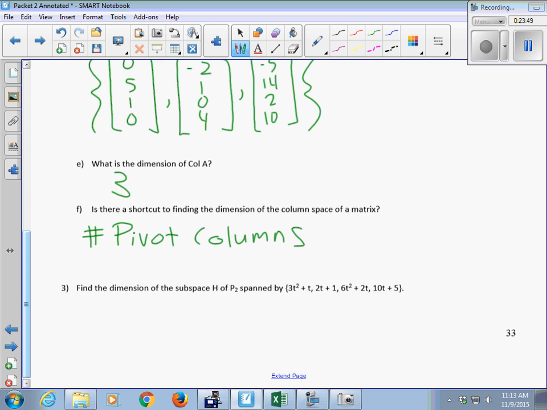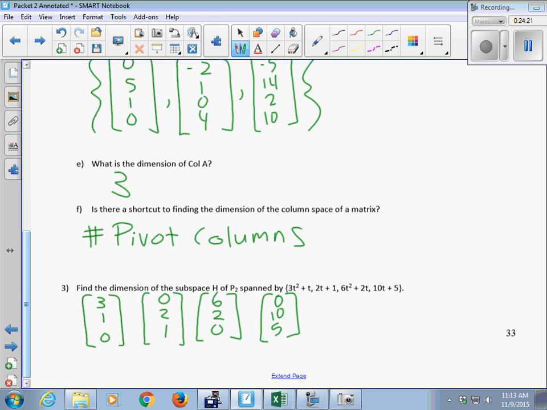So my spanning set here is going to be 3, 1, 0. They're just the coefficients on the basis for P2. And then I've got 0, 2, 1, 6, 2, 0, and 0, 10, 5. So this is a spanning set. These vectors span H. If I take the span of them, that builds all of H.